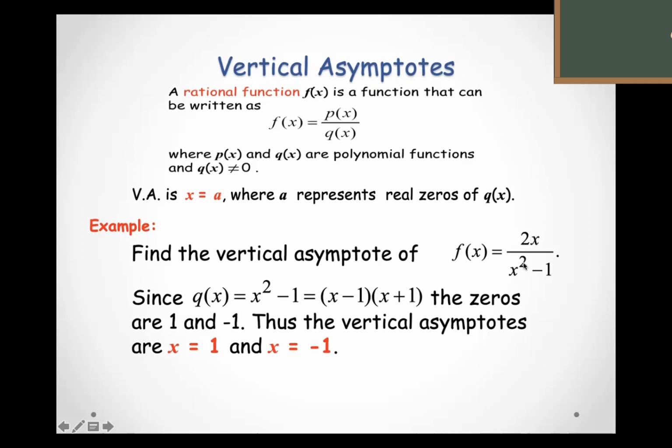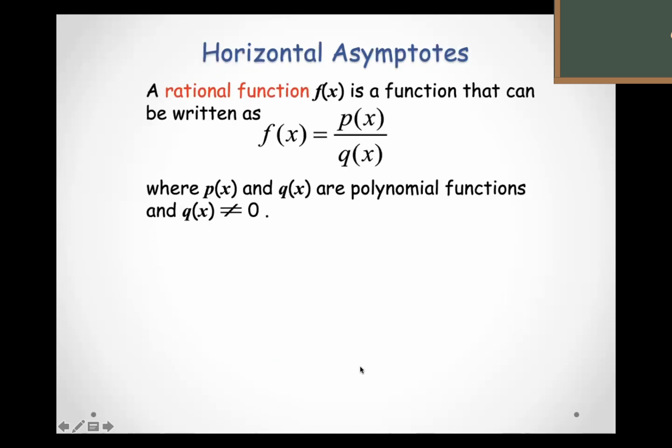The denominator has no common factors with the numerator. You cannot cancel x here since we have an addition or subtraction operation; x or x squared cannot be canceled. So the factors of the denominator, x squared minus 1, are x minus 1 and x plus 1. So the zeros are 1 and negative 1. When you substitute 1 here, 1 squared minus 1 is 0. When you substitute negative 1, negative 1 times negative 1 is positive 1, so 1 minus 1 is 0. So this is the same as the domain restriction. The zeros are x equals 1 and x equals negative 1.